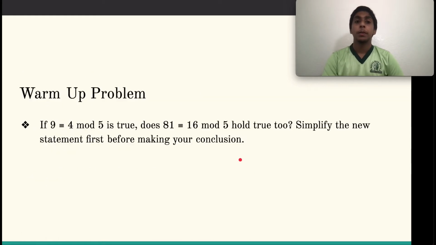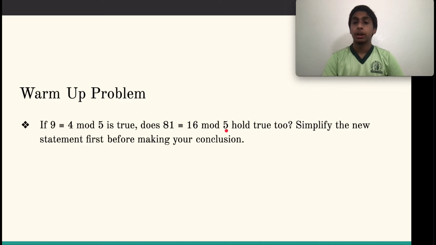So here's our warm-up problem, and this is based on something we learned in session 6. If you watched that video, you should be able to solve this one. Here's the problem: if 9 is congruent to 4 mod 5, and this is true, does 81 is congruent to 16 mod 5 hold true too? Simplify the new statement first before making your conclusion. You could use a theorem to solve this, in which case you don't have to simplify. Otherwise you can simplify and solve it that way. Either way, verify whether this is true or not. So go ahead, pause the video, and solve this problem.